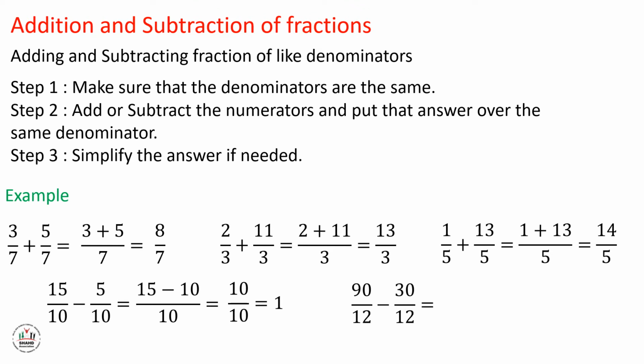90 over 12 minus 30 over 12. Again, we write 12 in the denominator and we subtract 30 from 90. The result will be equal to 60 over 12. Again, we can simplify it. 60 over 12 is equal to 5.